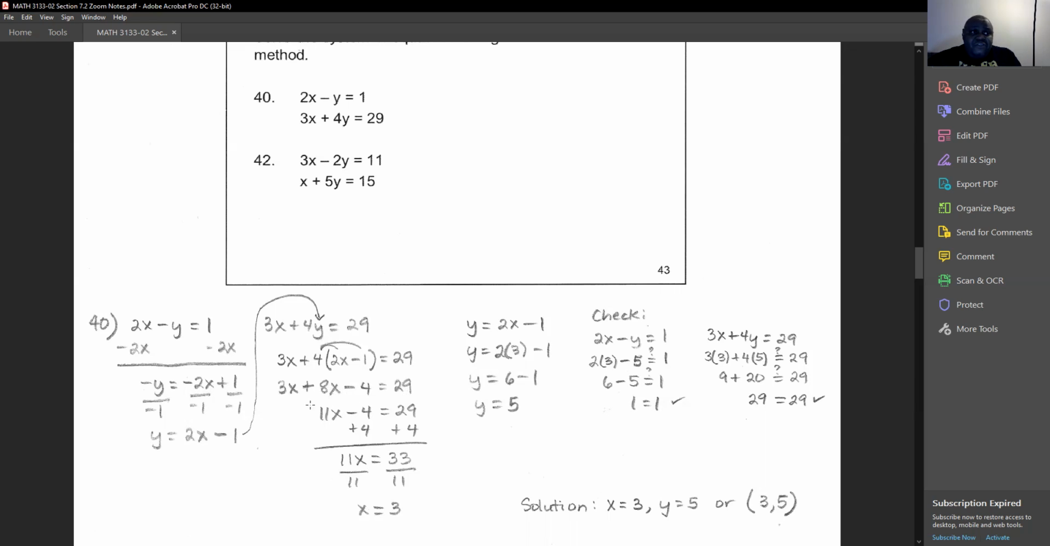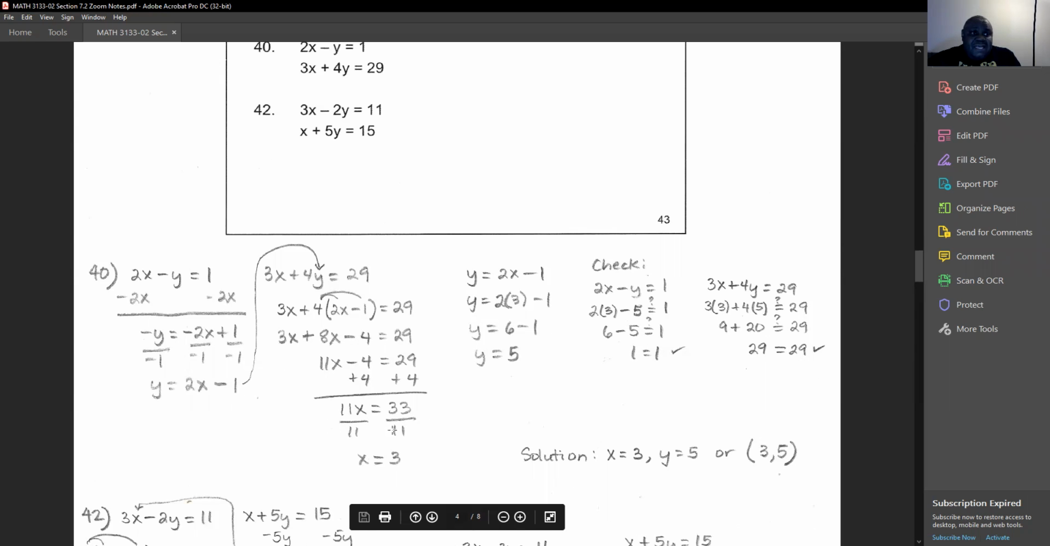Now to combine like terms, I have 3x and 8x. I can add those two. That would give me 11x. Then minus 4 is equal to 29. Now to get 11x by itself, I'm going to add 4 to both sides of this equation to get 11x is equal to 33. And then divide both sides by 11 to get x is equal to 3.